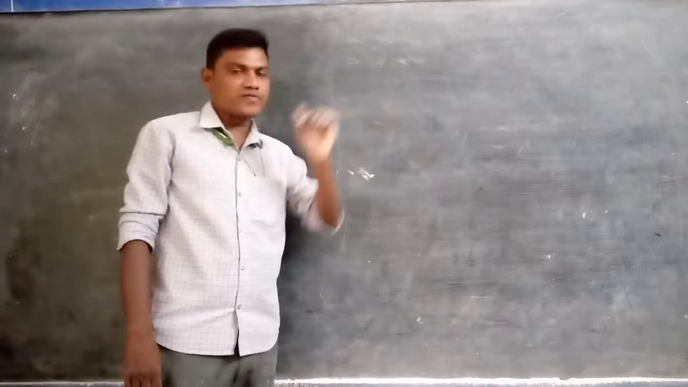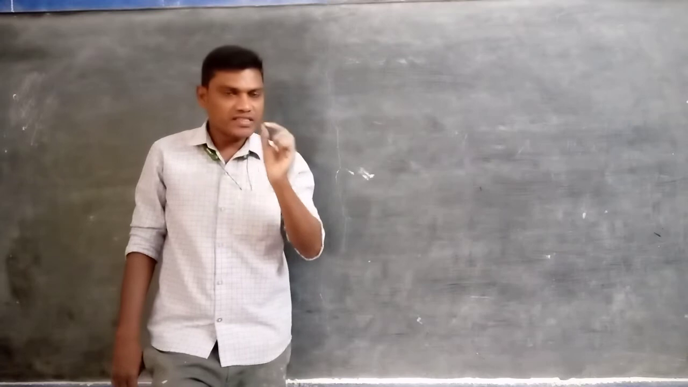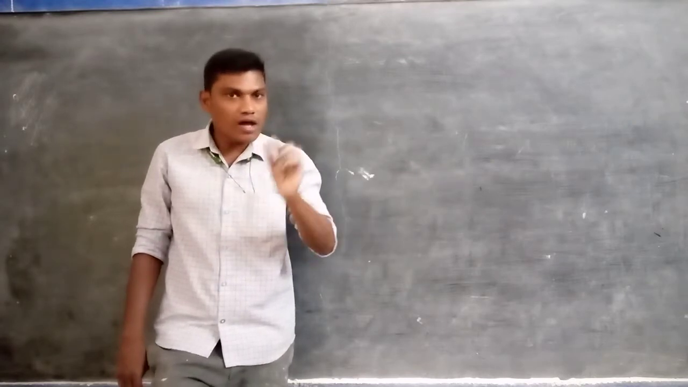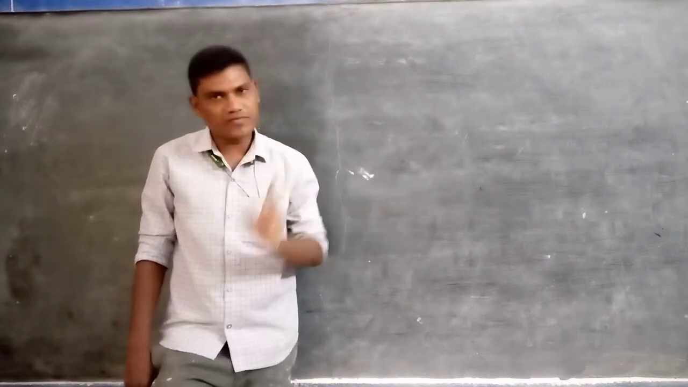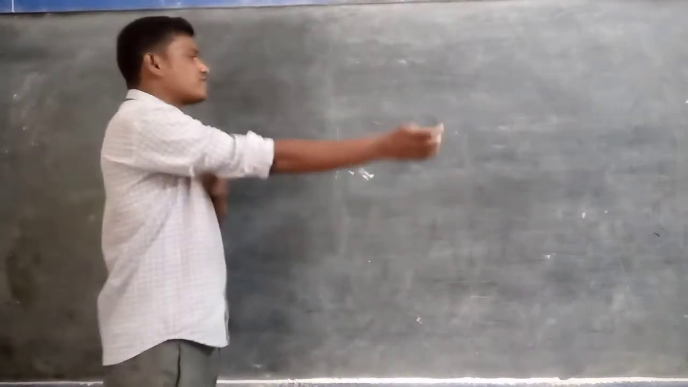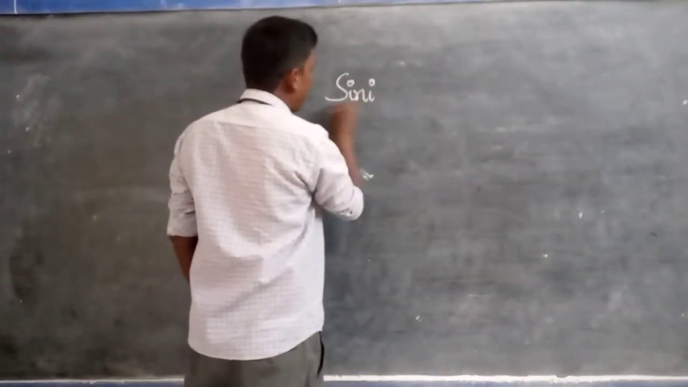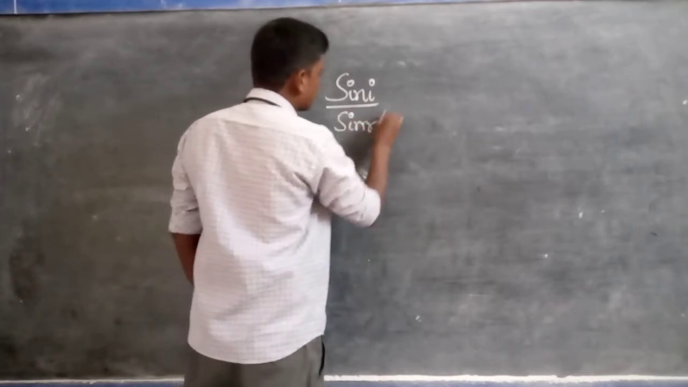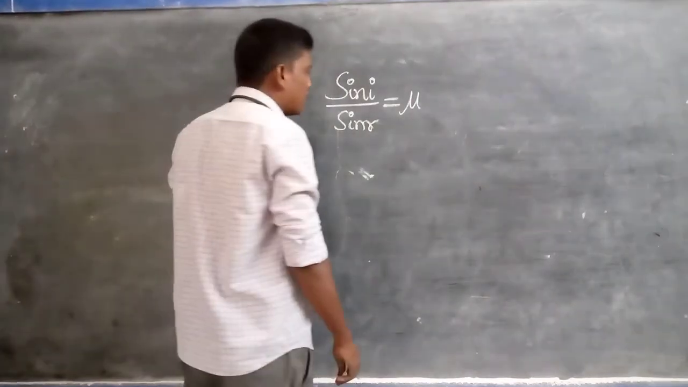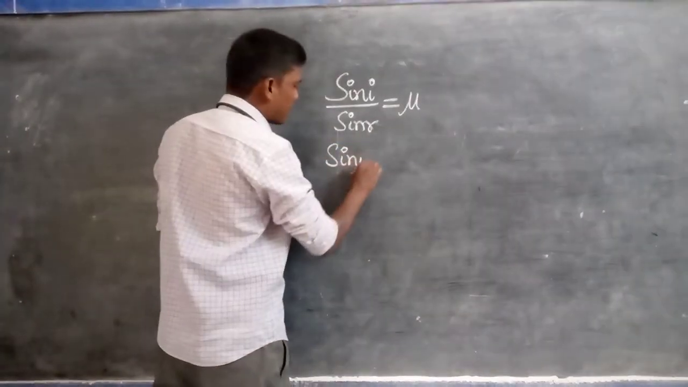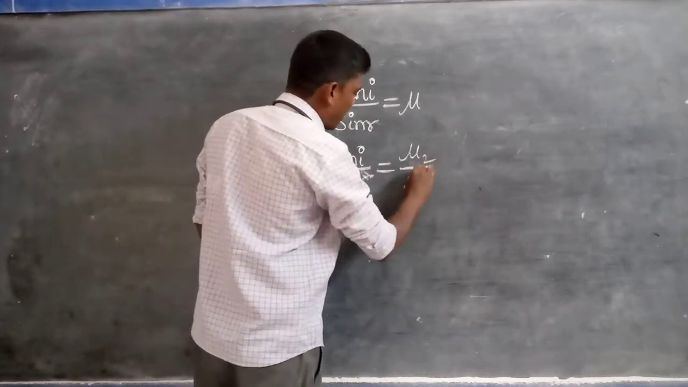The second law of refraction was given by which scientist? William Snell. That's why the second law of refraction is also called Snell's law of refraction. And what is the formula of Snell's law? We know, as I explained in the previous video, sin i upon sin r is equal to mu. So here, sin i upon sin r is equal to mu2 upon mu1.